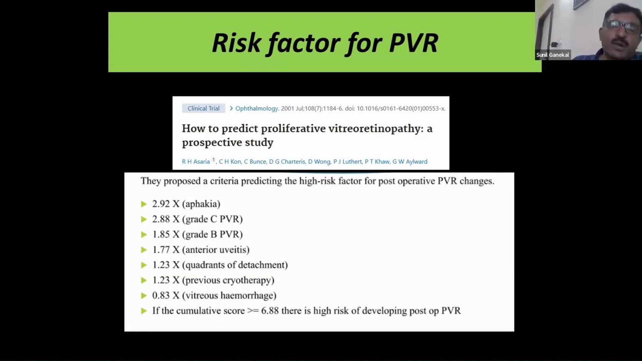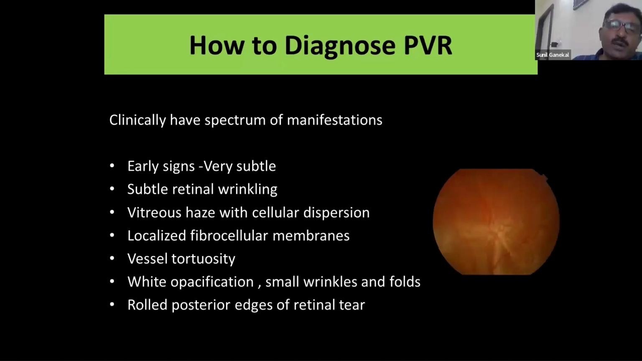So how to diagnose a PVR? If you see a patient with a rhegmatogenous retinal detachment in the early stages, there are very subtle changes, you may not see much. There may be retinal wrinkling on the surface of the retina. There could be mild vitreous haze with cellular dispersion, vessel tortuosity, and small wrinkles and fixed folds can be seen. If these fixed folds are adjacent to the retinal breaks, you can see the posterior edge of the tear will be rolling. So this is one of the clues which says that the patient is developing an early PVR.